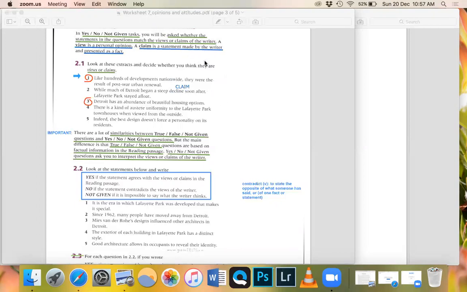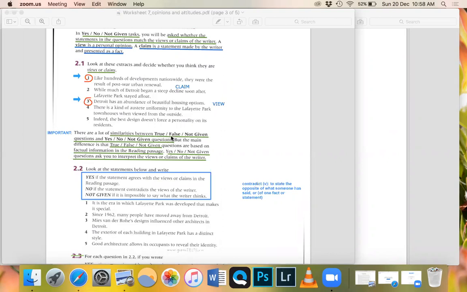What about sentence 3? Detroit has an abundance of beautiful housing options. Is this presented as a fact, or do you think it's a personal opinion? A view or a claim? Detroit has an abundance of beautiful housing options. Think about, does everyone think the same things are beautiful? No. So this is a view. Right. So the statements that you get here will either be claims, things that look like facts, or they'll be views, things that look like personal opinion. So then you need to decide whether it's yes, no, or not given.